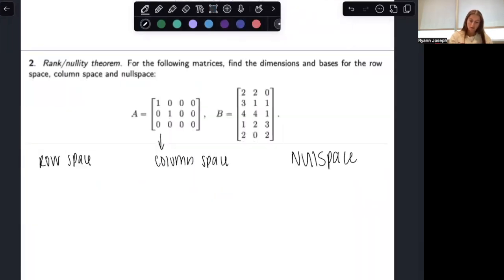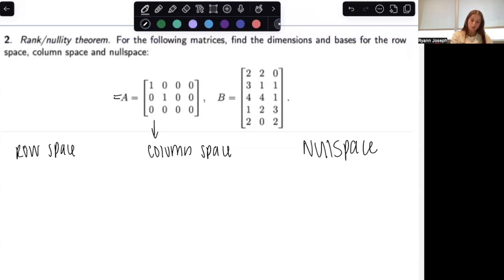I'm going to do this with A first, because again, A is equal to the reduced row echelon form of A, just looking at it. The basis of the row space is each of the rows.